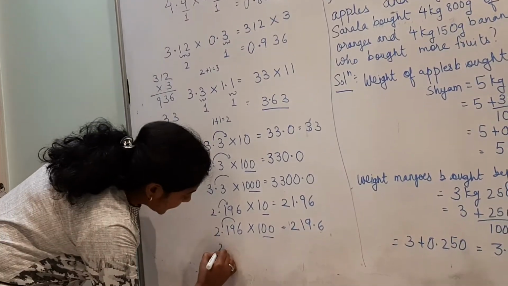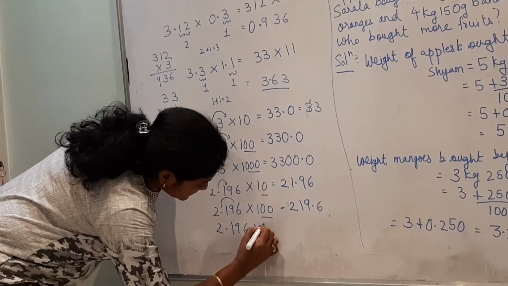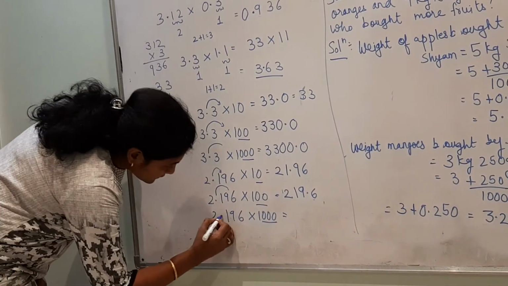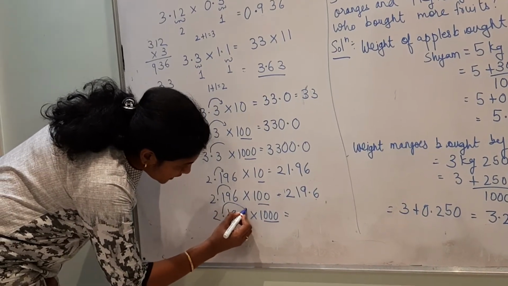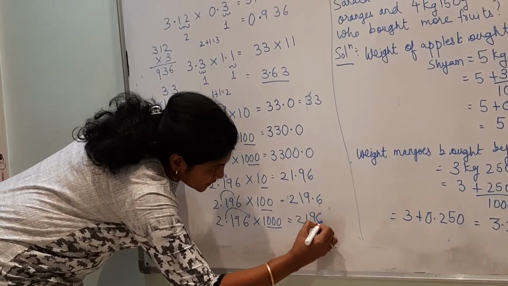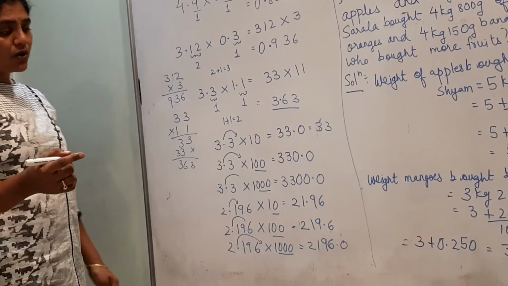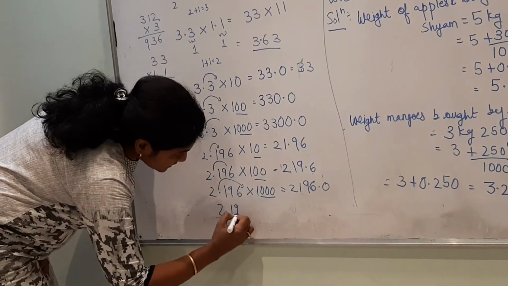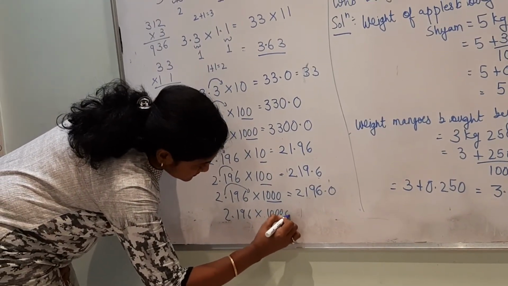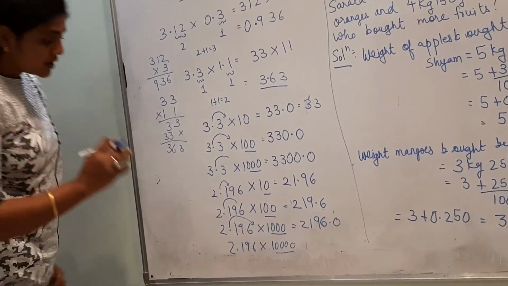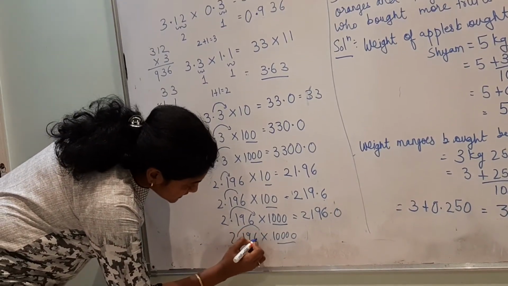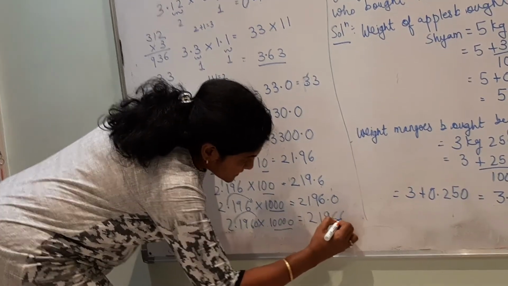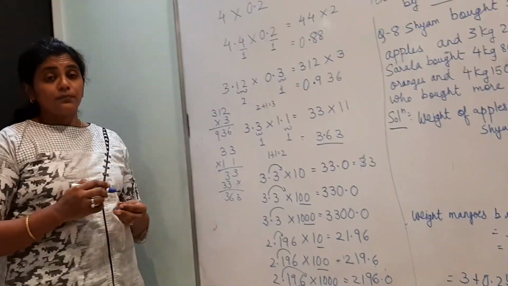Now I am multiplying with 1000. How many zeros? 3 zeros. So after 3 digits, my point will be shifted. This will be 2196.0 or you can write 2196. Now I am multiplying with 10,000. How many zeros? 4. So after 4 digits, no digit is there, so it will be 0. So my answer will be 21960.0.